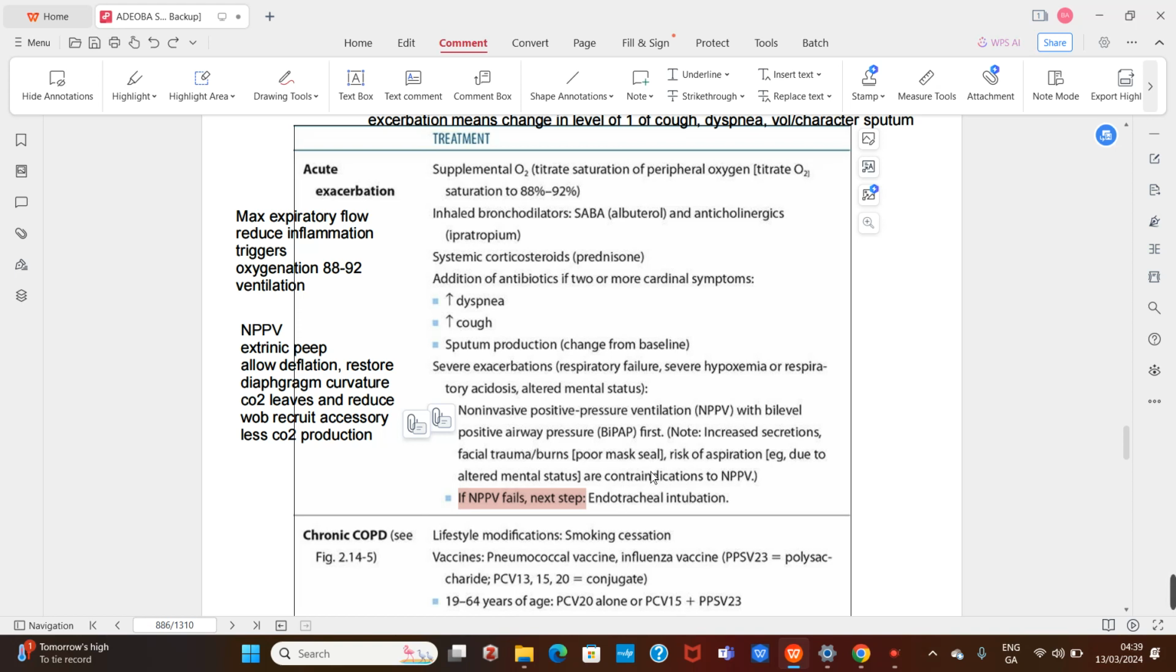Are there times you want to use the CPAP? You said for COPD you want to use BiPAP. The best to use for COPD initially is your BiPAP, helping both in inspiration and expiration. You use CPAP in obstructive sleep apnea that we are going to talk about later.